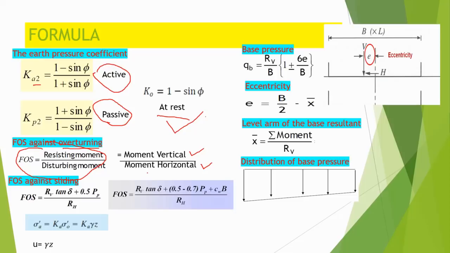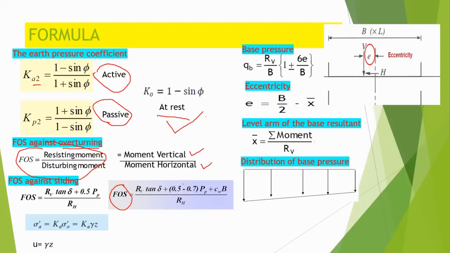Okay, for FOS against sliding. Ingat, kita ada dua je: overturning dengan against sliding. Kalau soalan tu minta against sliding, please use this formula. FOS, RV ialah reaction vertical, tangent delta. Delta ni ialah base friction, selalu dibagi dalam soalan, plus 0.5. Actually, the actual formula is derived from this: RV tangent delta, delta ialah base friction, tambah 0.5 until 0.7.